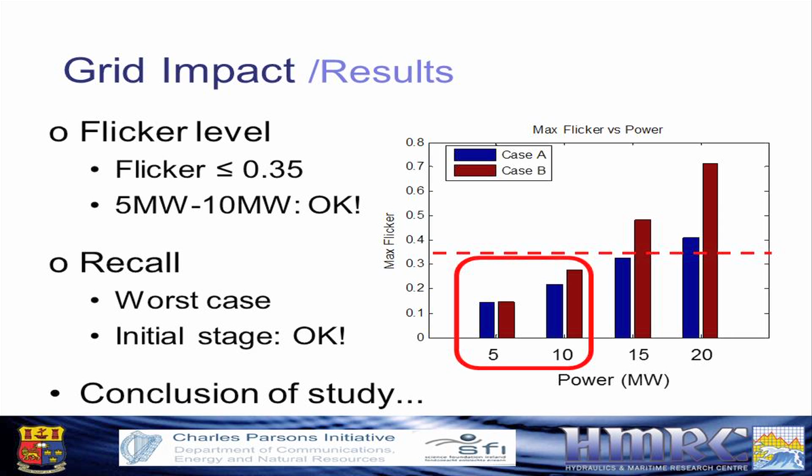We have analyzed that as well. Flicker level technically should always be below 0.35, and we see that. For a power capacity of 5 to 10 megawatts, it's fine. But that might be a problem for 15 to 20 megawatts. But then I recall again, and I won't stop doing that, it was a worst case scenario, looking in particular at the first stage, which is 5 megawatts.